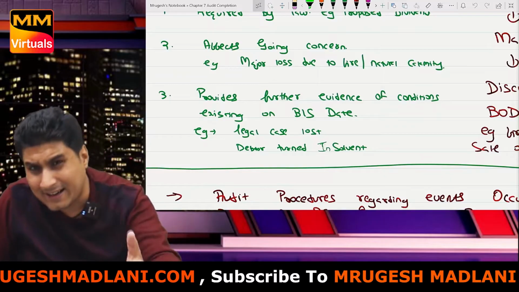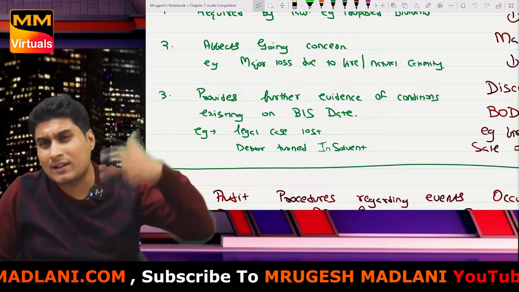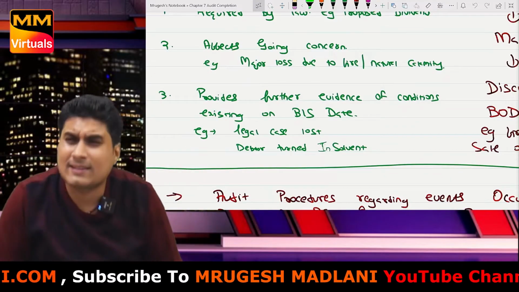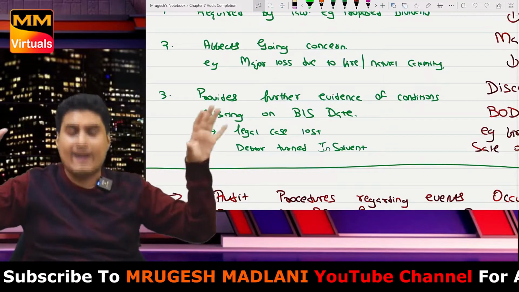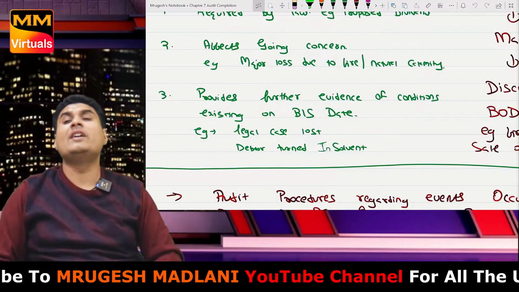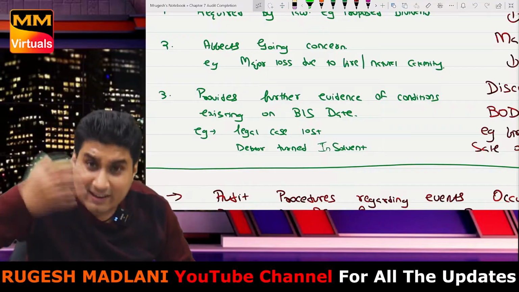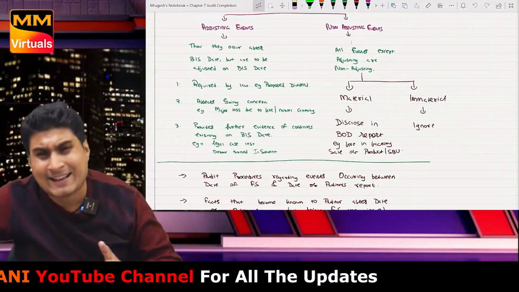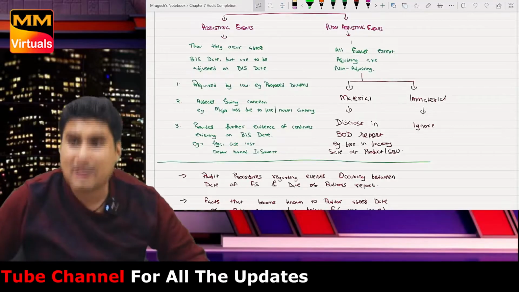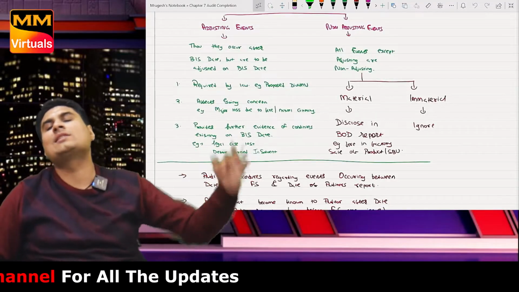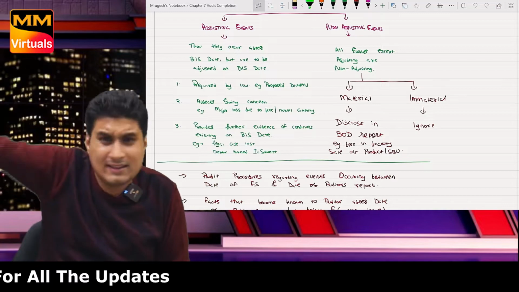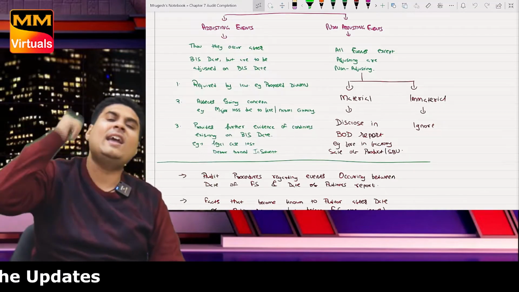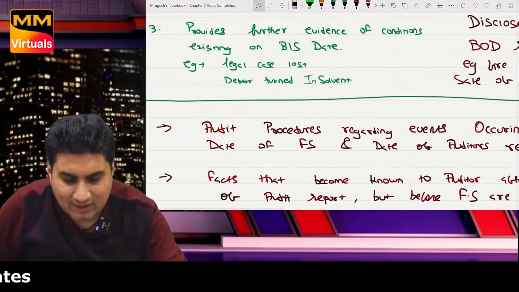Balance sheet date. So required by law, going concern, further evidence of condition existing on balance sheet date. Example, debtor turned insolvent, or legal case lost. All the events which are not adjusting will be shown next year. But if it's a material thing, disclose in the board of directors report for that year. Immaterial, ignore. Clear? This is AS4. You have to remember mainly this point only.